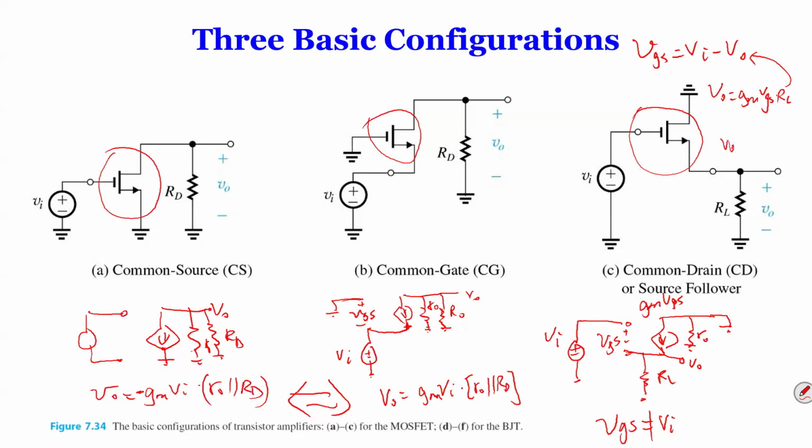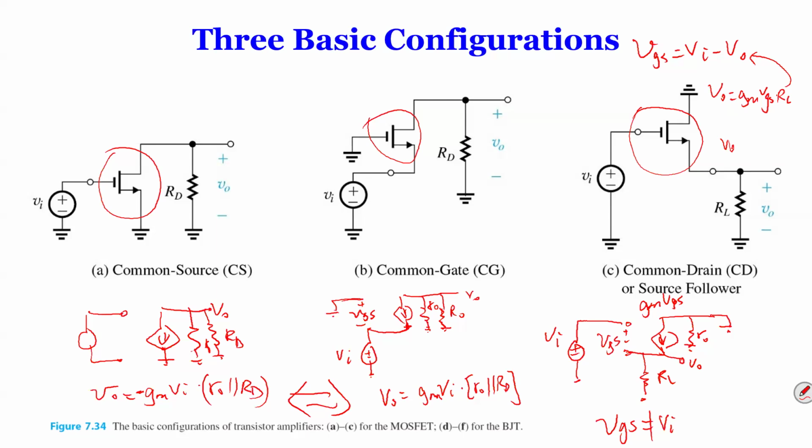So we're going to derive this later, but just so you know, with this model you can still solve the problem. Just be careful that VGS is not Vi, VGS is actually Vi minus Vo. Then of course the voltage over here is RL times gm times VGS, right? So those two equations will let you find Vo, and once you find Vo, you'll be able to find the voltage gain.